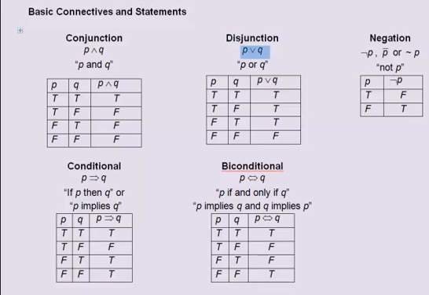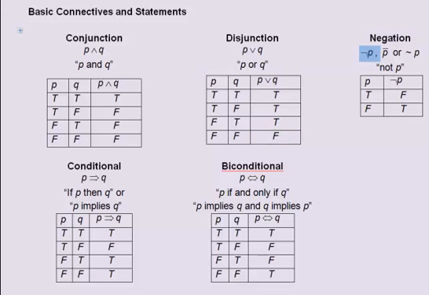Disjunction. This symbol. Said, P or Q. P true, Q true, P or Q true. P true, Q false, P or Q true. P false, Q true, P or Q true. P false, Q false, P or Q false.